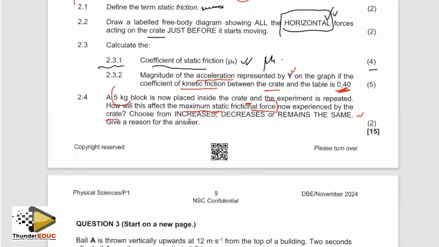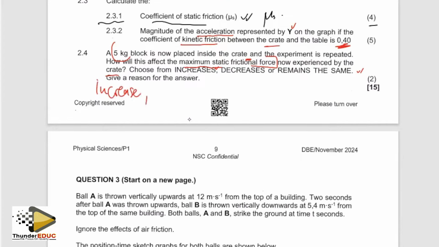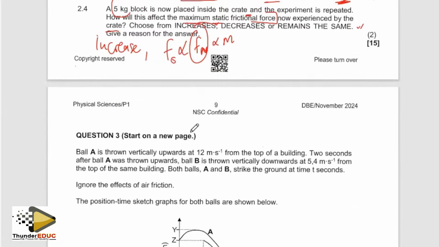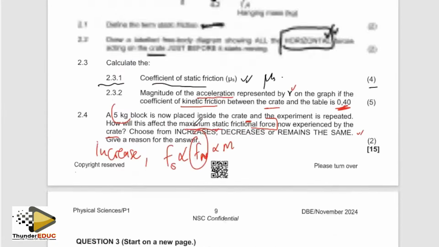Okay, so what will happen? How will this affect the maximum? So it's going to increase. What you can tell us is the static friction force is directly proportional to the normal force, which is directly proportional to the mass. That would be the explanation. Static friction is directly proportional to the normal force. So by increasing the weight, you're indirectly increasing the normal force, which in turn affects the friction force. Okay, so that is question number 2.